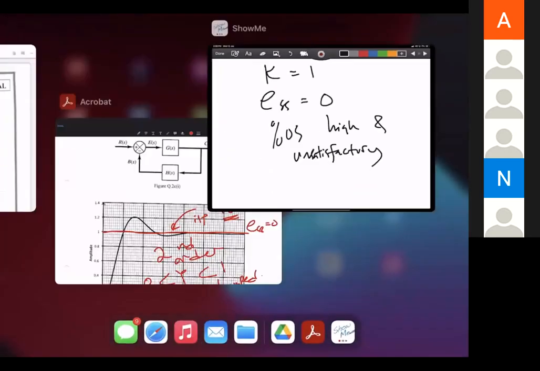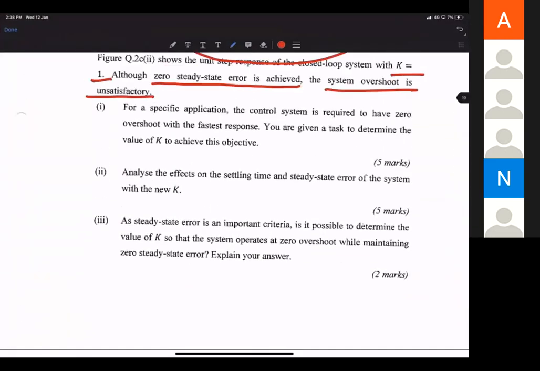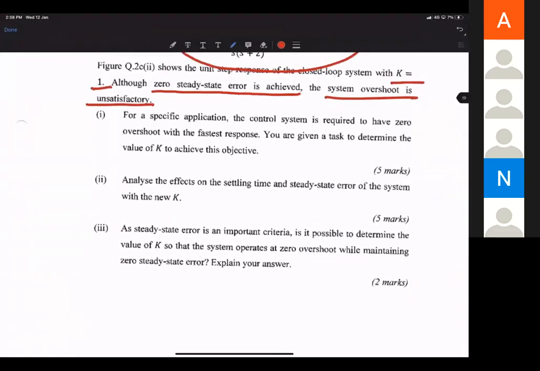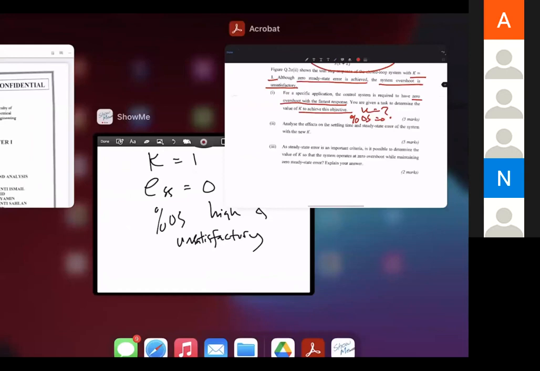So, soalan ni nak apa? For a specific application, the control system is required to have a zero overshoot with fastest response. You are given a task to determine the value of K to achieve this. So what is K, so that OS is equal to 0? Betul tak? So what is the formula of overshoot?